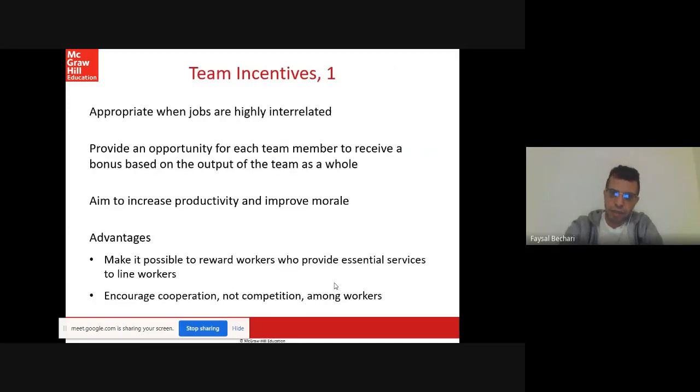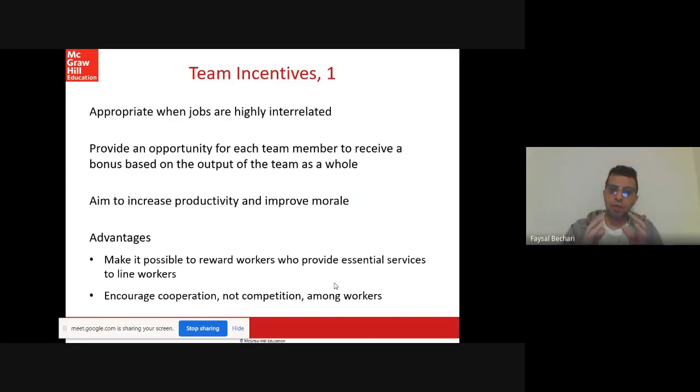Now, the team incentive is appropriate when a job is highly interrelated. It provides the opportunity for each team member to receive a bonus based on the output of the team as a whole. So here is different. You're not looking at the individual, you're looking at one team. And if this team produces more, you look at it as one unit. And if they produce more, it's better performance. Then you connect it to pay. Or maybe they can lower the cost. You also connect that to better payment.